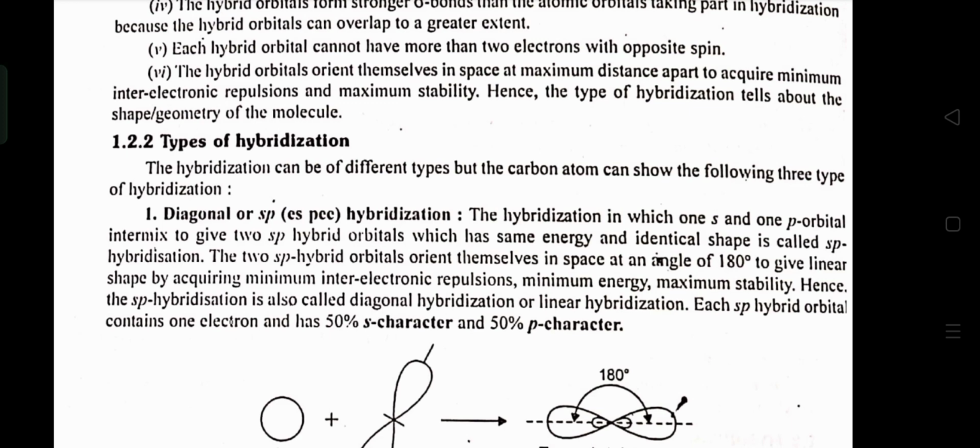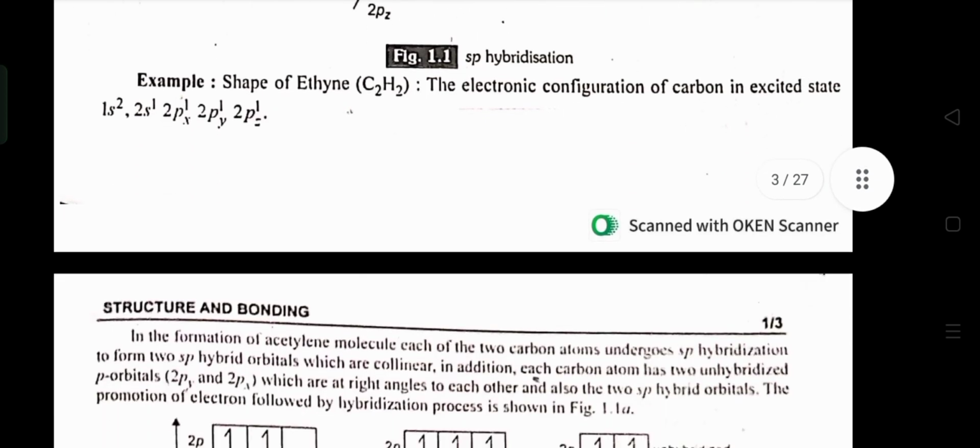The two hybrid orbitals orient themselves in space at an angle of 180 degrees to give their shape by acquiring minimum electronic repulsion, minimum energy, and maximum stability. Hence the hybridization is called diagonal hybridization or linear hybridization. Each hybrid orbital contains one electron and has 50% s character and 50% p character.